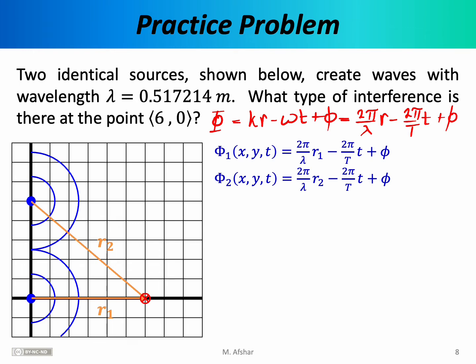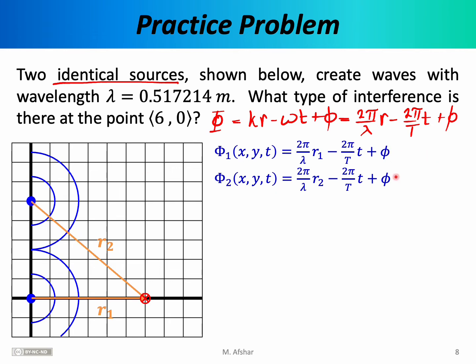You're going to encounter this phrase quite a bit, identical sources, and you need to understand what it means. What that means is that these two sources are essentially doing the same thing. For example, if these are two audio speakers, then the two speakers are essentially playing the same music, the same frequencies, the same notes at the same time. If these are water waves and you're simply tapping your finger, for example, on the surface of a pool of water, then you're tapping one finger here and another finger here, and those two fingers are doing exactly the same thing at the same time.